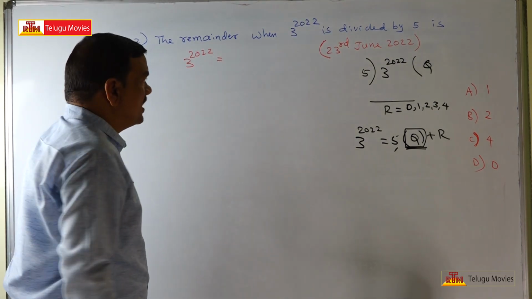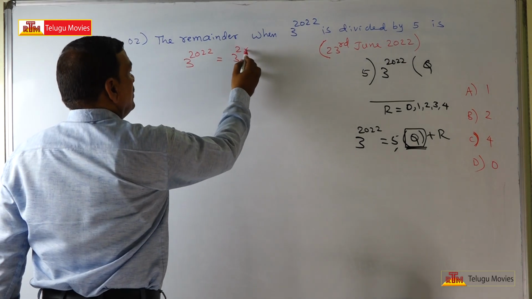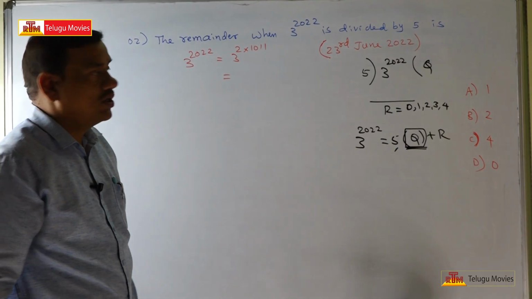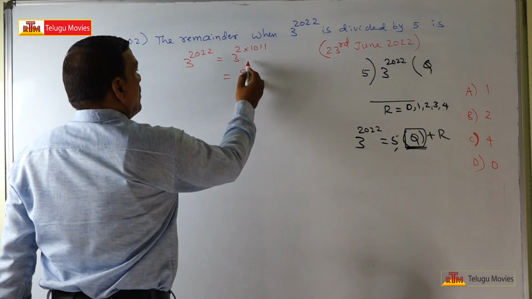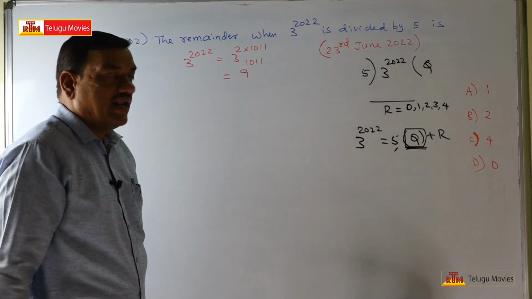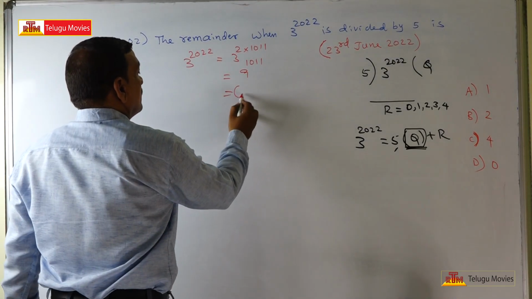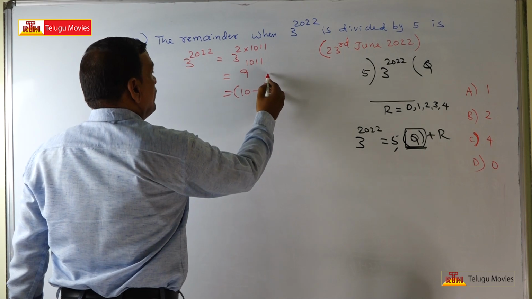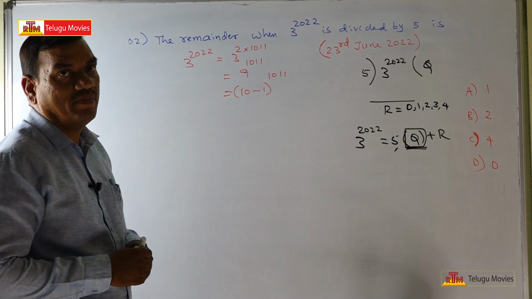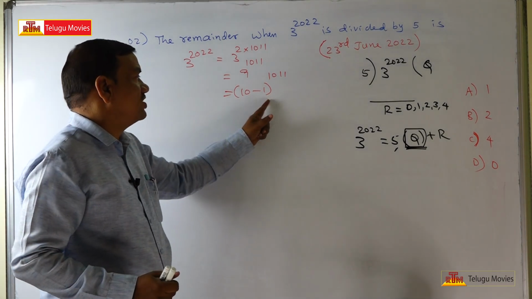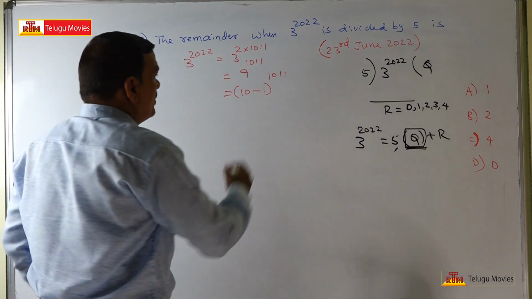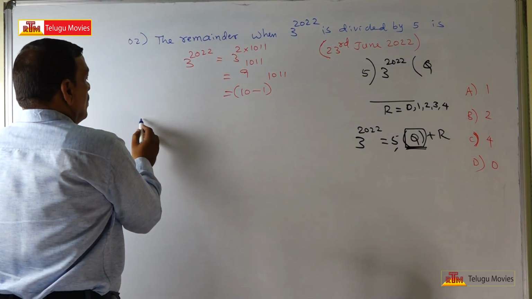For that, first of all, take this number 3 power 2022. I can write it as 3 power 2 into 1011, so this is equal to 9 power 1011. Now 9 I can write as (10 minus 1) whole power 1011. It is the binomial theorem, that is the expansion of (a minus b) whole power n.